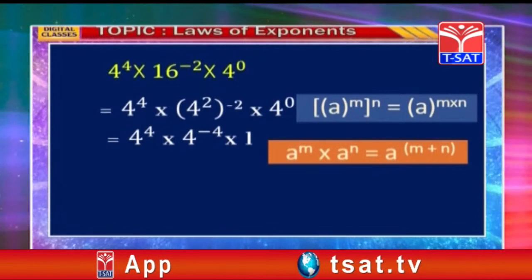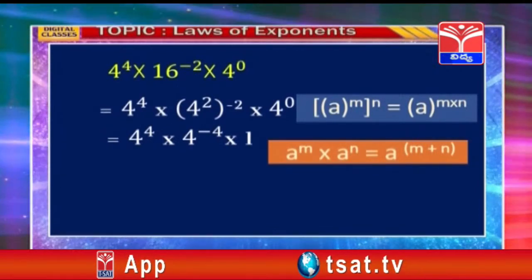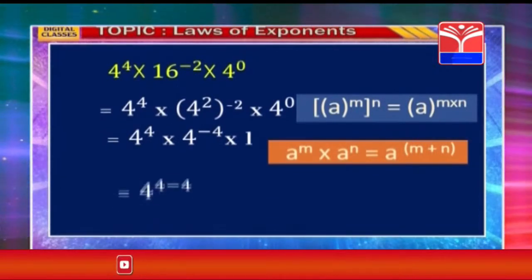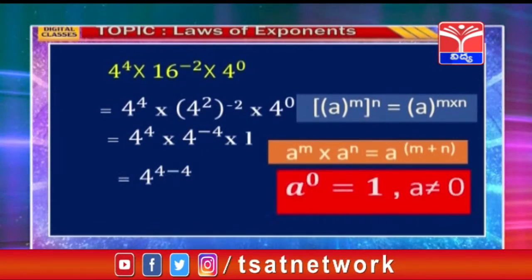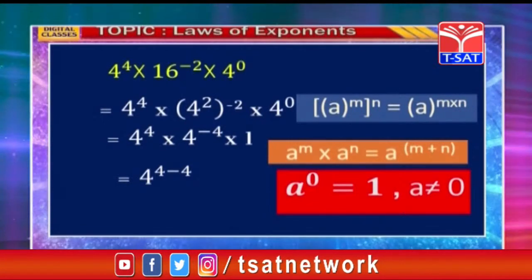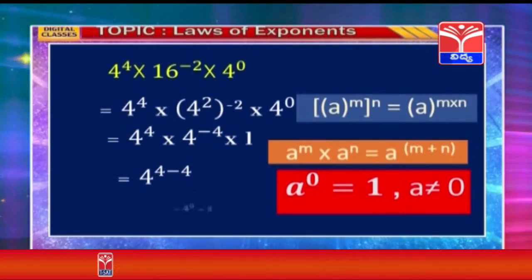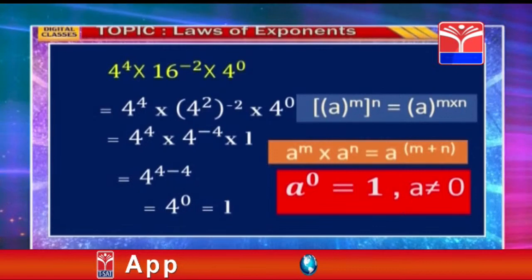And here a to the power of m into a to the power of n law, according to this, the powers will add up, 4 minus 4. And 4 minus 4 is 0. A to the power of 0 value is 1. So this is 1. Okay.